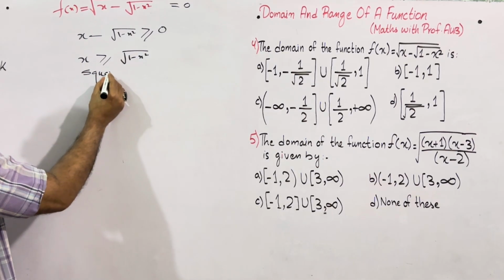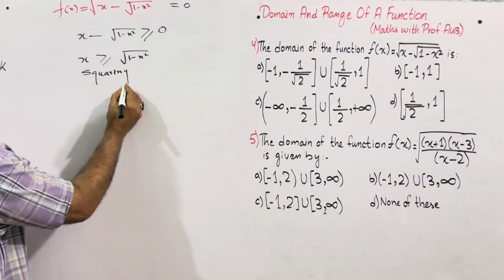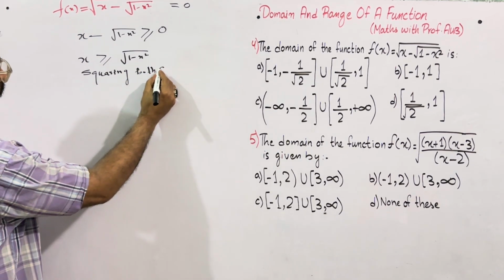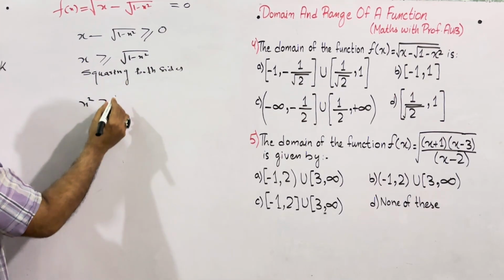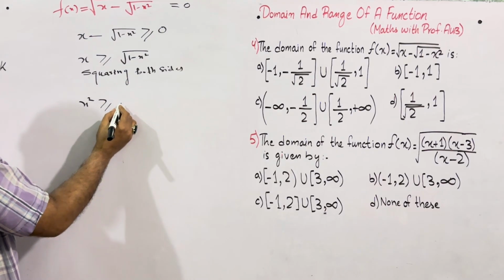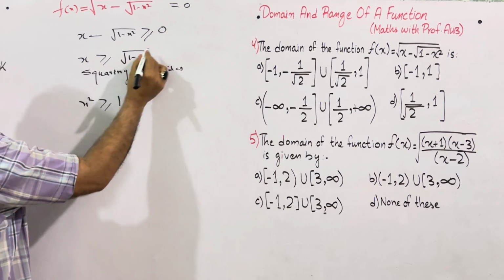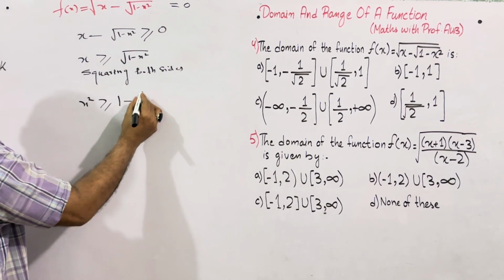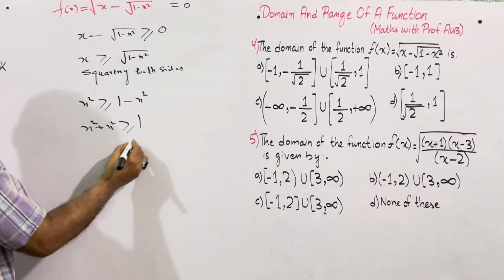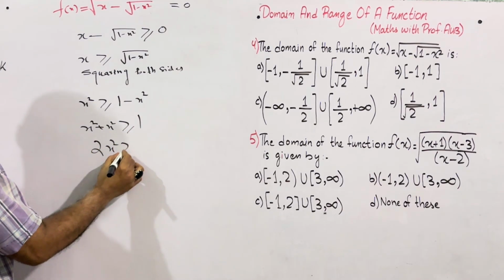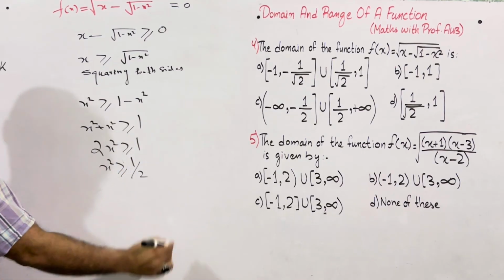Squaring both sides, we have x square, the inequality remains as it is, greater than or equal to 1 minus x square. We have got rid of the square root. It becomes 1 minus x square. Collect the like terms. x square plus x square is greater than or equal to 1. So it gives us 2x square is greater than or equal to 1. So x square is greater than or equal to 1 over 2.